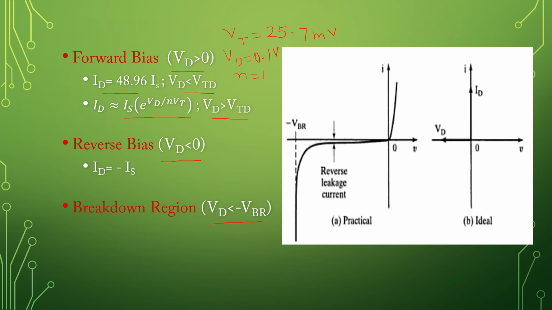Then what about the reverse bias region? In the reverse bias region, Vd is less than 0, so treat Vd as a negative value. We take Vd less than minus 0.1 volt.